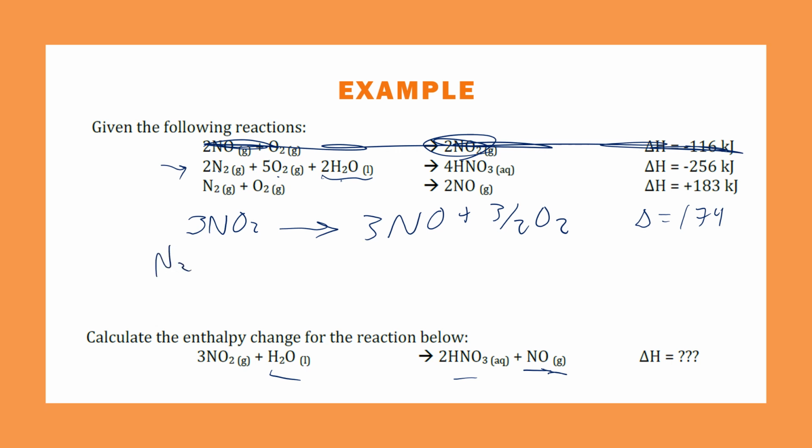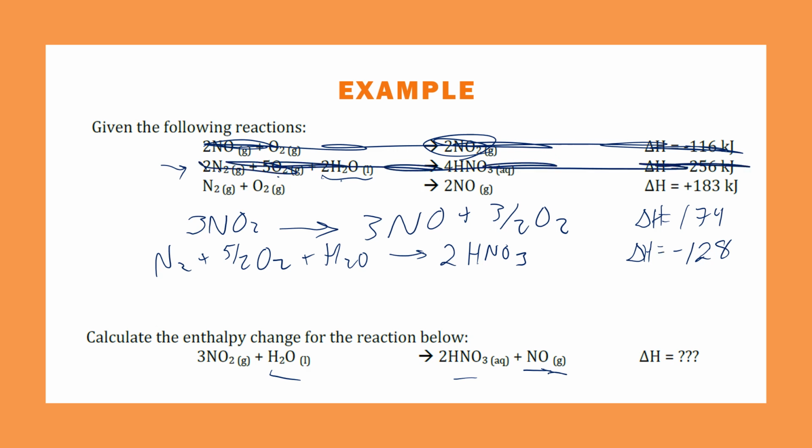So I'll have just N2 plus 5/2 O2 plus H2O yields 2HNO3. And I'll multiply the heat by 1/2 as well, negative 128 delta H. So I want to cross this one out because I've used it. Alrighty, so now I have the water on the correct side, correct amount. The NO2 is on the correct side, and then my HNO3 is now on the correct side. But NO is the wrong number. I have 3 NOs on the product side.